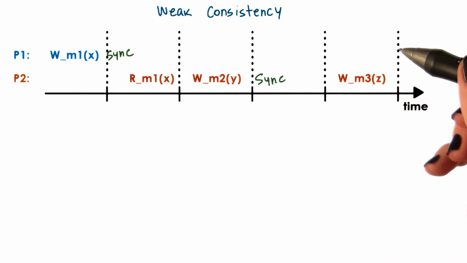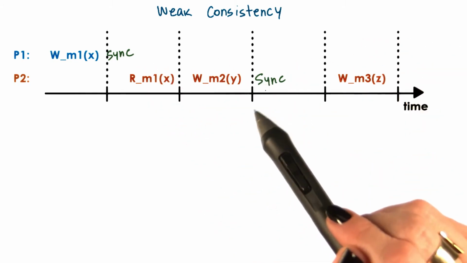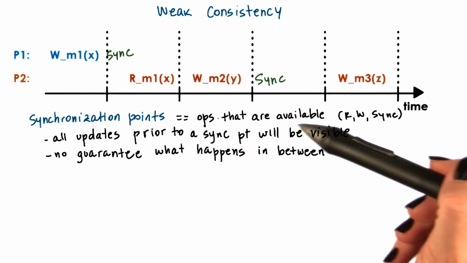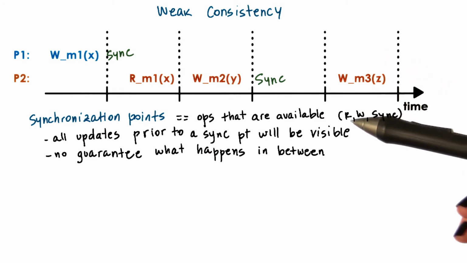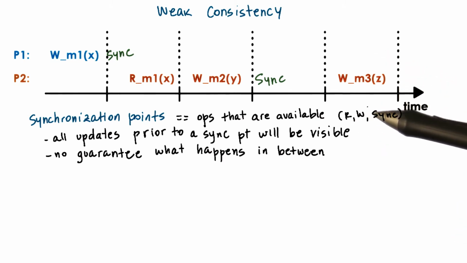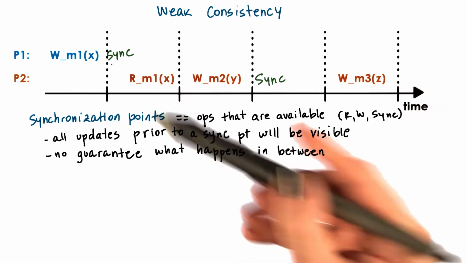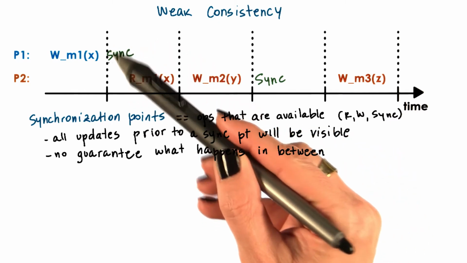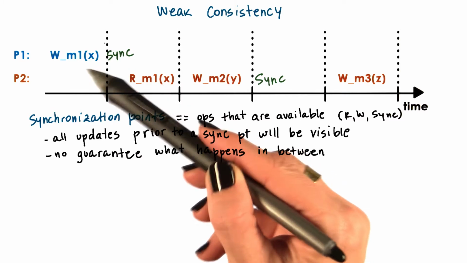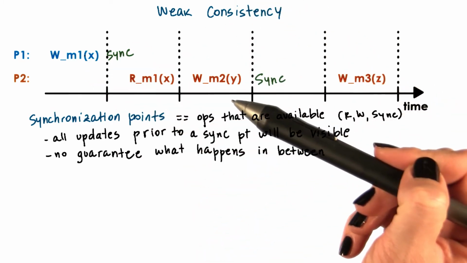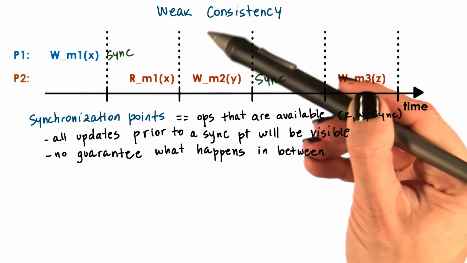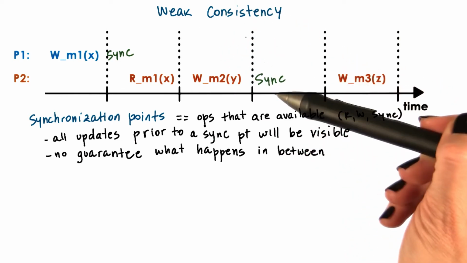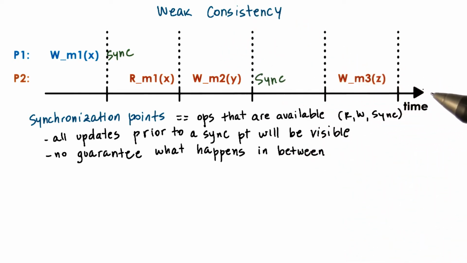To do this, the memory system introduces synchronization points. The synchronization points are operations that the underlying memory system makes available to the upper layers of the software. So in addition to being able to read and write a memory location, you'll also be able to tell the distributed shared memory sync. What a synchronization point does, it makes sure that all of the updates that have happened prior to the synchronization point will become visible at other processors. And also a synchronization point makes sure that all of the updates that have happened on other processors will become visible subsequently at this particular processor in the future.